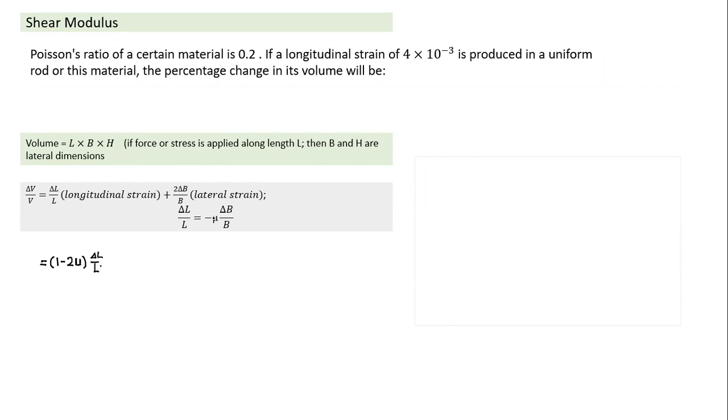Sorry, I have made an error here. The delta, I have written other way around. The delta B by B is equal to minus mu times delta L by L. So I substitute delta B by B here. It becomes minus mu delta L by L. So this is the volumetric strain. So volume strain is 1 minus 2 mu times longitudinal strain.